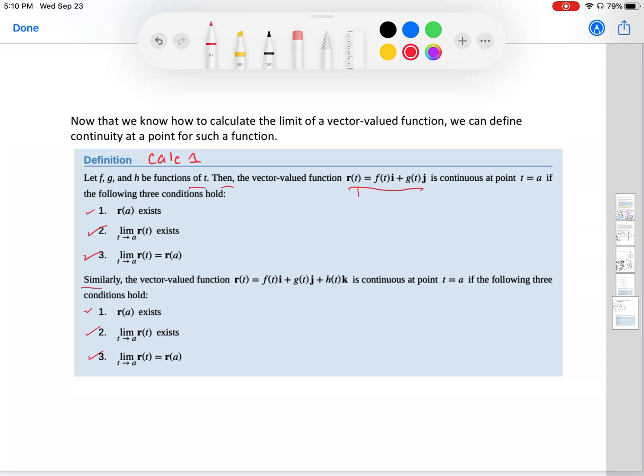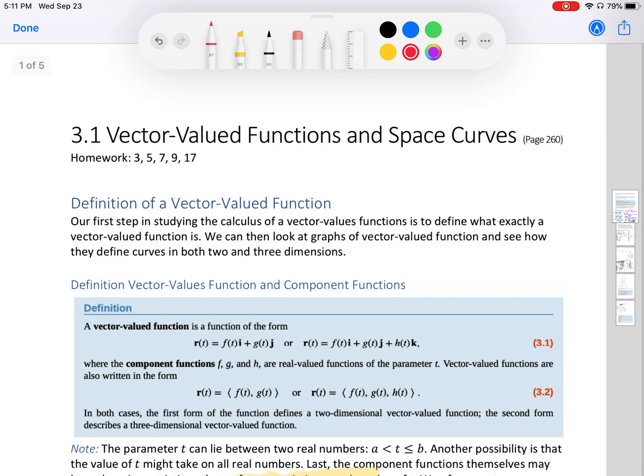Alrighty, so that's all for section 3.1. Your homework is numbers 3, 5, 7, 9, 17. And as always, I like to assign the odds so you can check your answers in the back of the book or the very end of your online text.